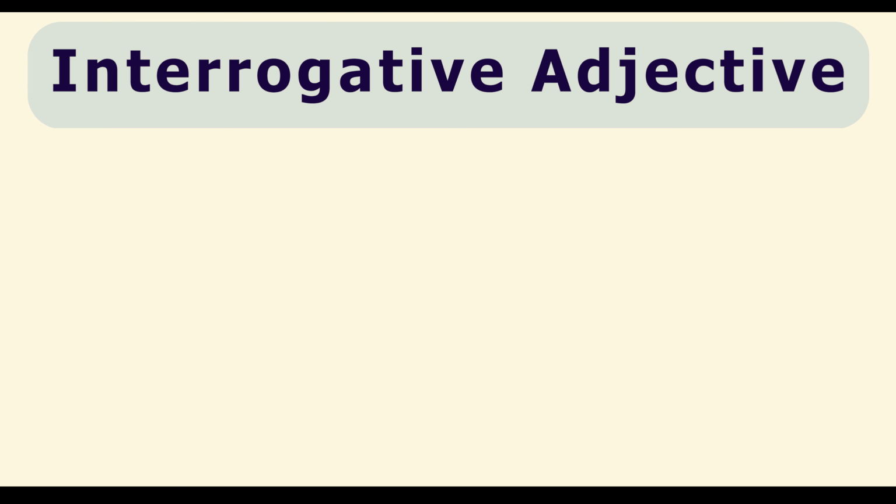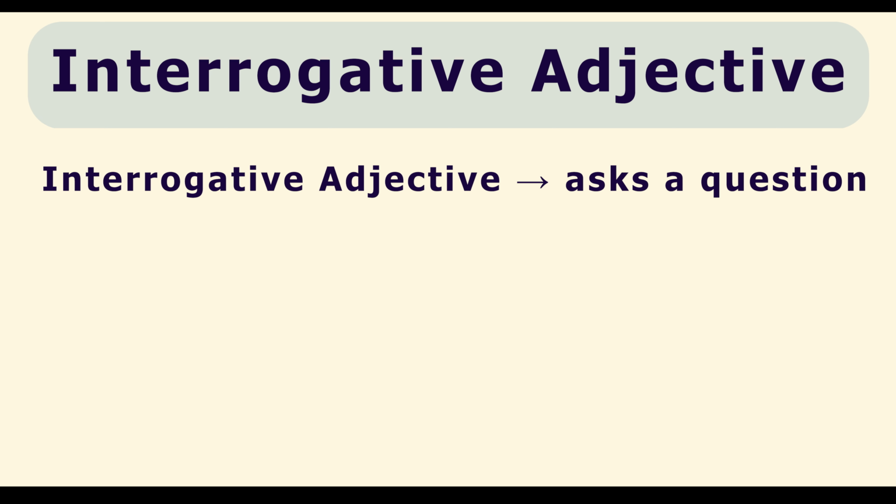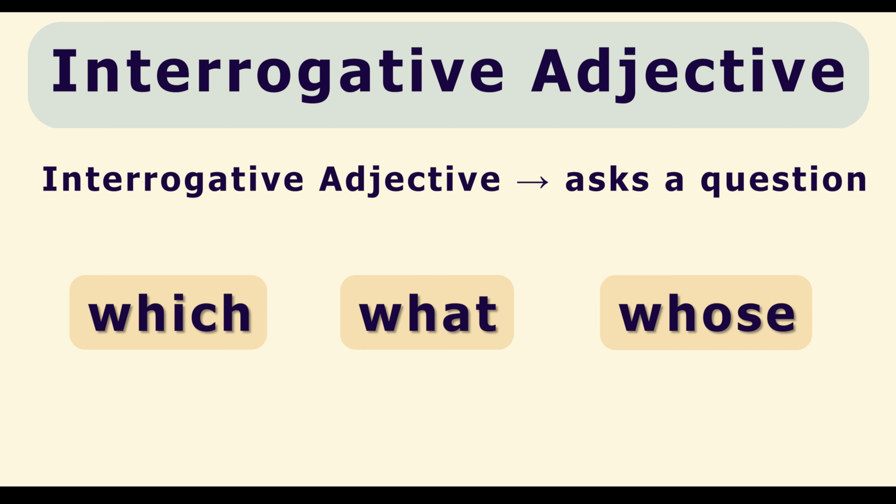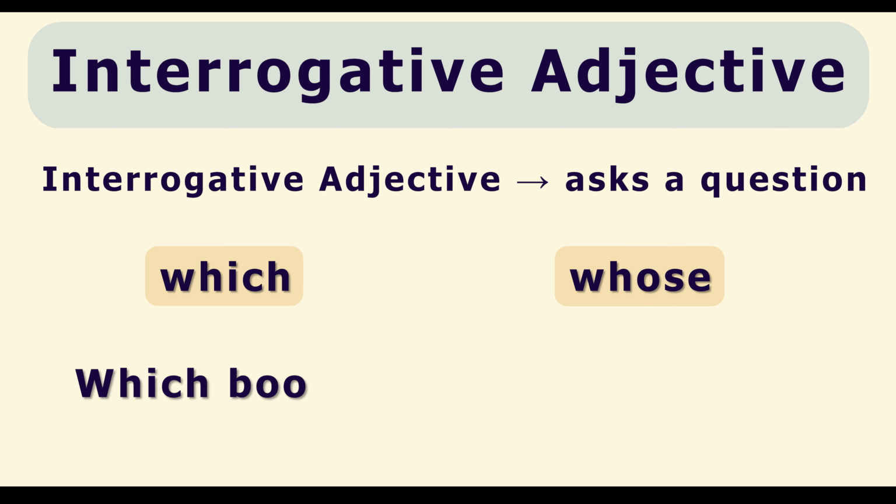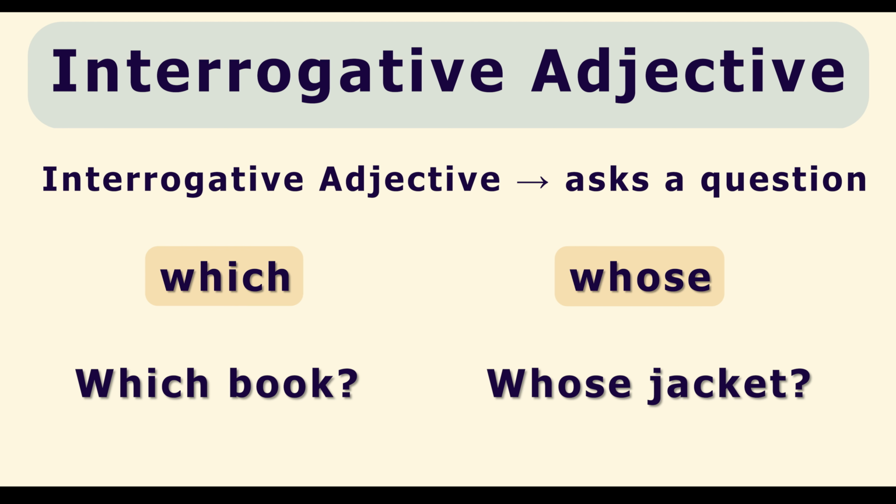Moving on, interrogative adjectives are used in questions like which, what, whose. For example, which book? Here, which is asking about a specific book. Another example, whose jacket? Here, whose is asking who the jacket belongs to.